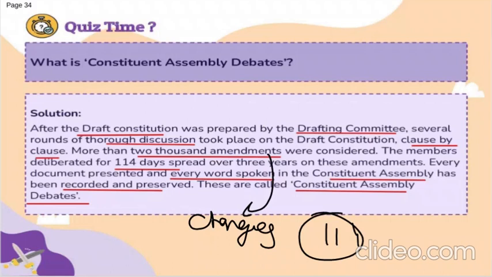Every document which was given, it's not only a constitution, there are many documents created and presented. Every word that was spoken has been recorded and preserved till date. These records are known as the Constituent Assembly debates. You can consider this as a two marker question.